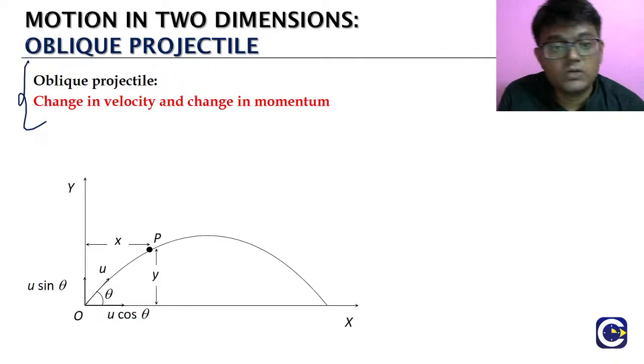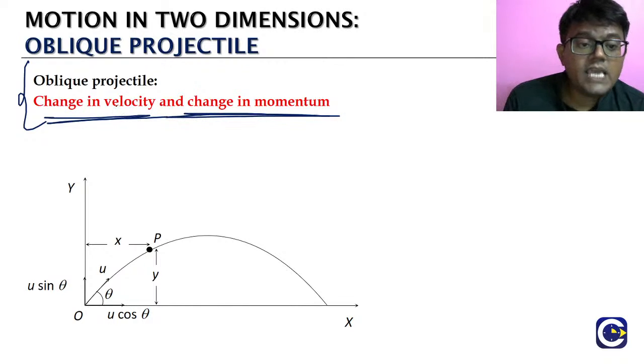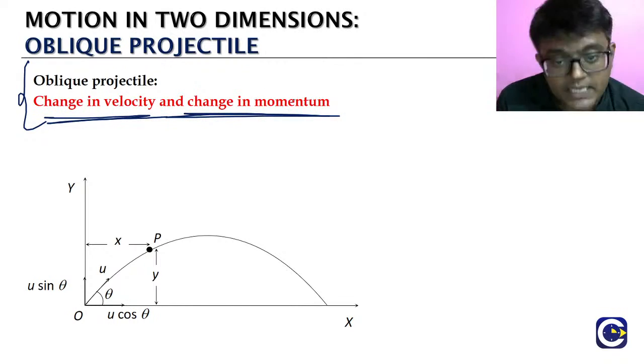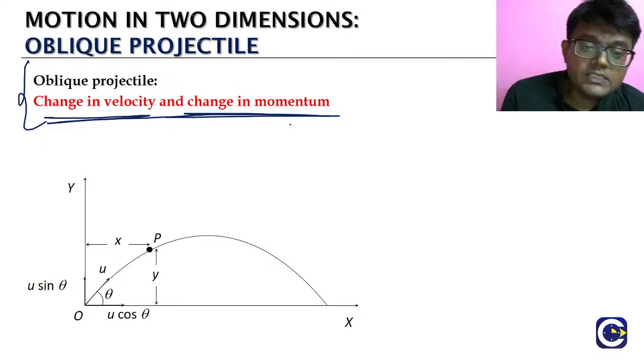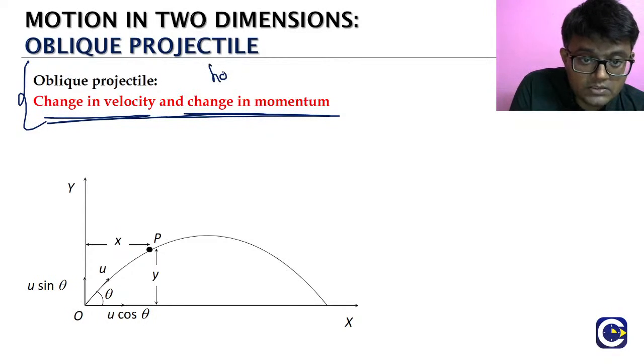Also, I think we got one question in a previous year based on this particular idea: change in velocity and change in momentum. Generally we know that in a projectile the velocity changes. The horizontal component does not change, but the vertical component of velocity will change.